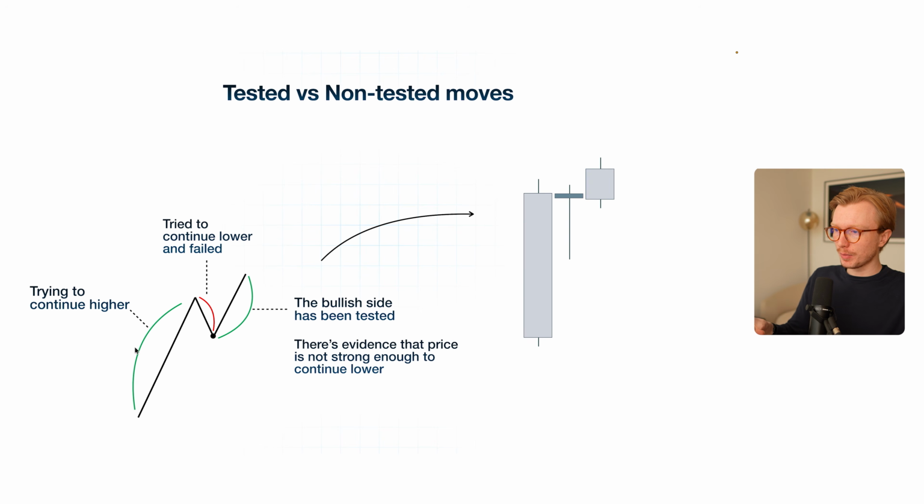So this is the same as what we are seeing, for example, through those lines. We are trying to continue higher right here. We are trying to continue higher. We try to continue lower. We fail to do so. And we are continuing higher again. So the evidence is that price is not strong enough to continue lower at that moment in time. That's what we are seeing.